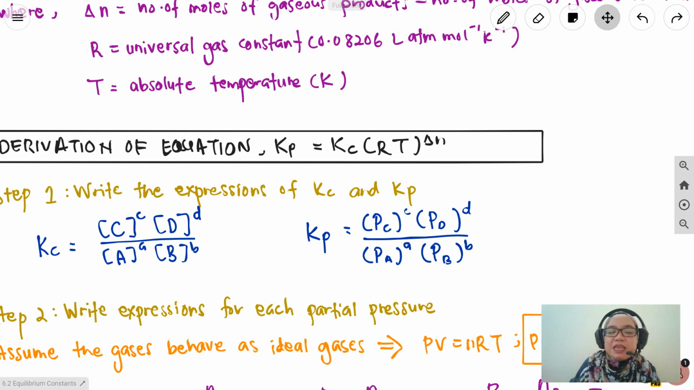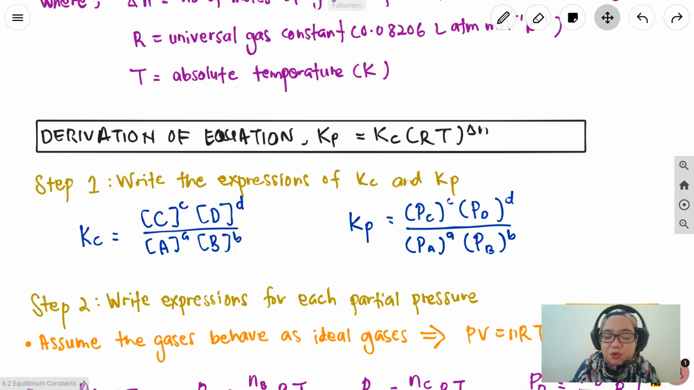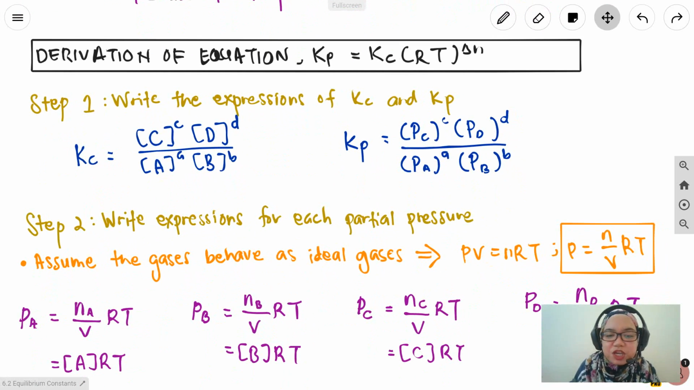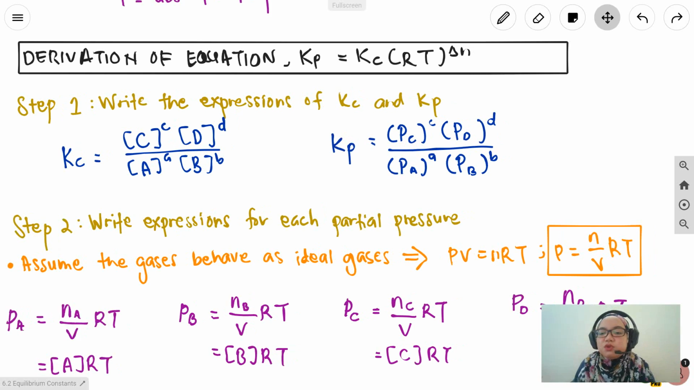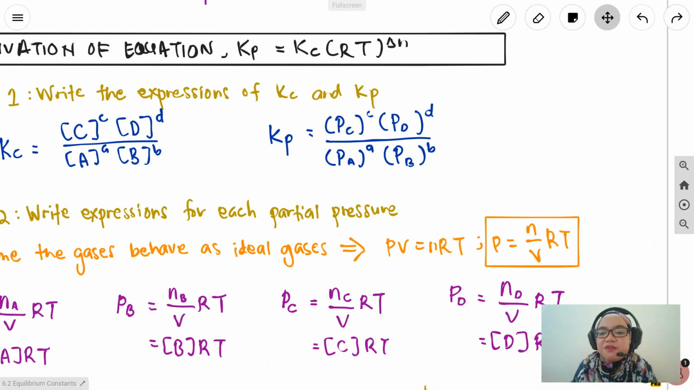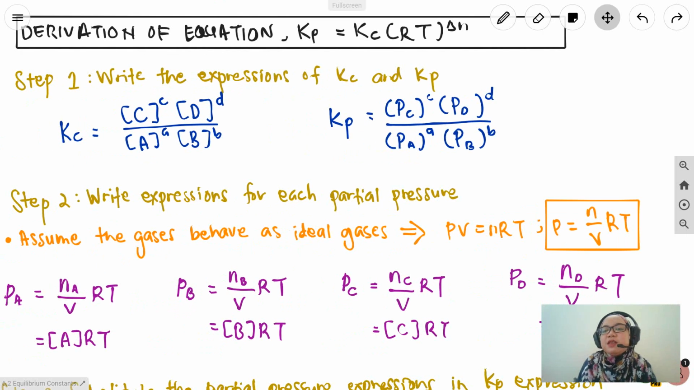Okay. So after you write the expression of the equilibrium constant in terms of concentration and partial pressure, now we are going to write the expression for each partial pressure. So we need to assume the gases all behave as ideal gas to use the PV equals nRT equation. So now we have the formula for partial pressure equals n over V times RT. So we are going to substitute inside each of the components.